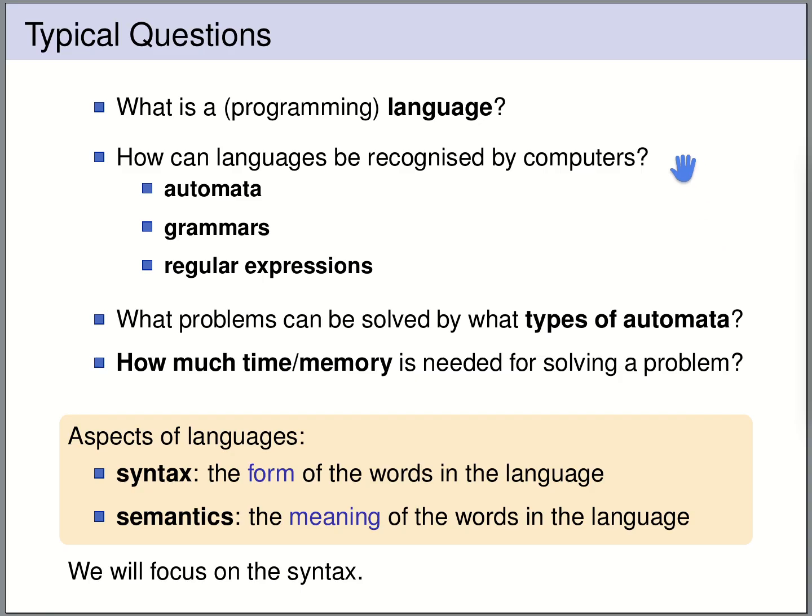Next, we will look at how languages can be recognized, how they can be defined by computers. And we will use automata, we will use grammars, regular expressions, and so on. We will look at different types of automata and what kinds of problems they can solve. We'll look at finite automata, push-down automata, Turing machines, and so on. And finally, we will look at how much time and memory is needed to solve a certain problem.